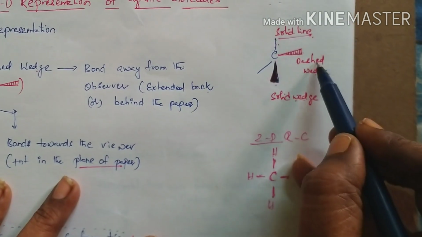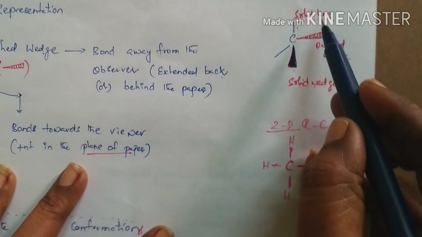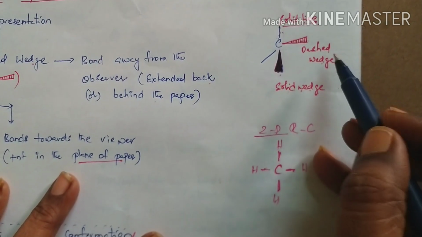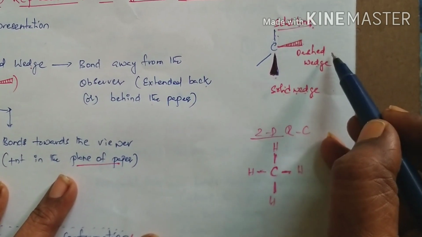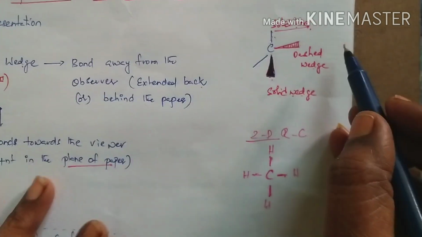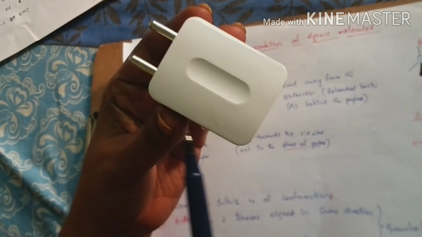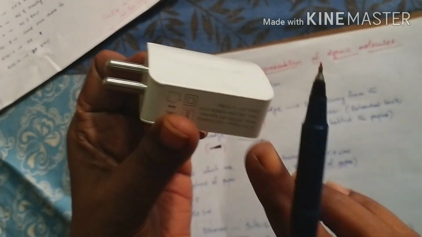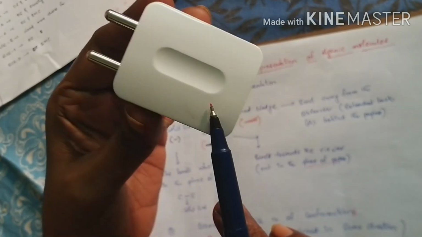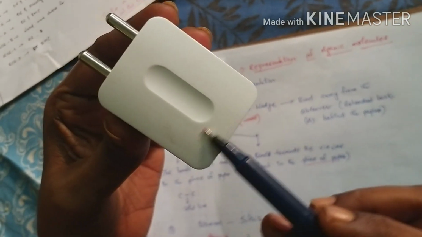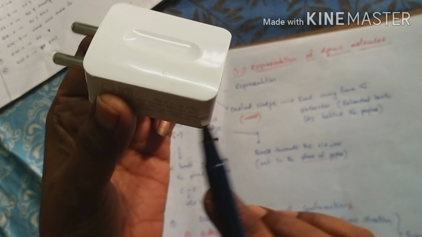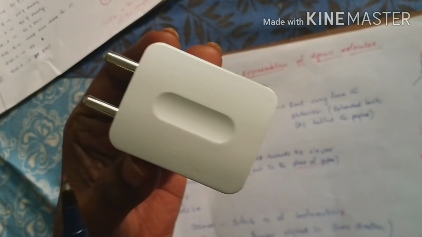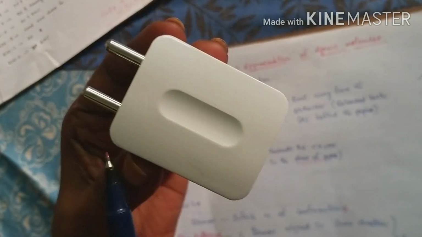So solid line, dashed wedge, solid wedge. This is the sigma bond. This one is the bond towards the observer. Dashed wedge, this is the bond away from the observer. Let's take a look at this example. This is length, this one is width, this one is thickness. Here length is considered one dimensional, width is considered two dimensional, and thickness is considered three dimensional. So as I said, 3 bonds are aligned around the carbon atom.